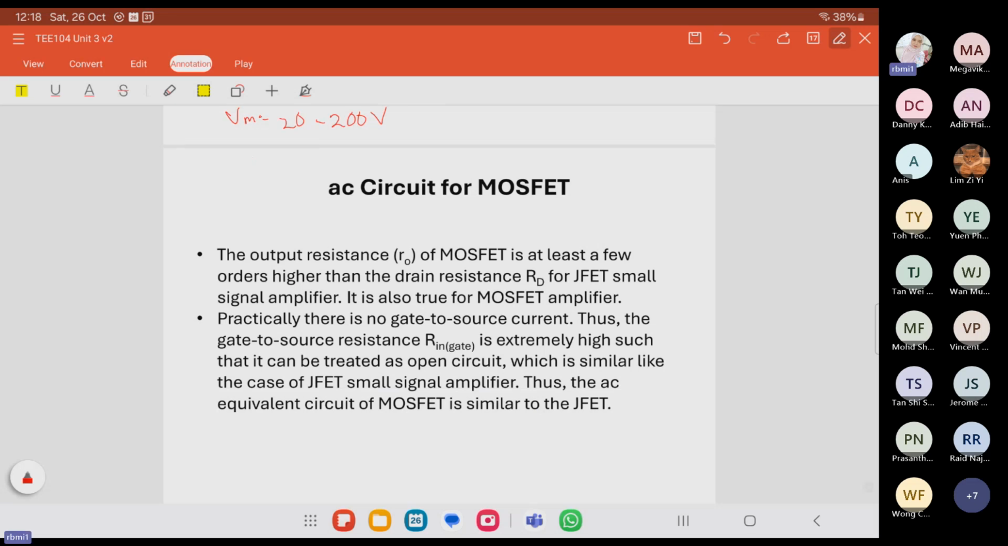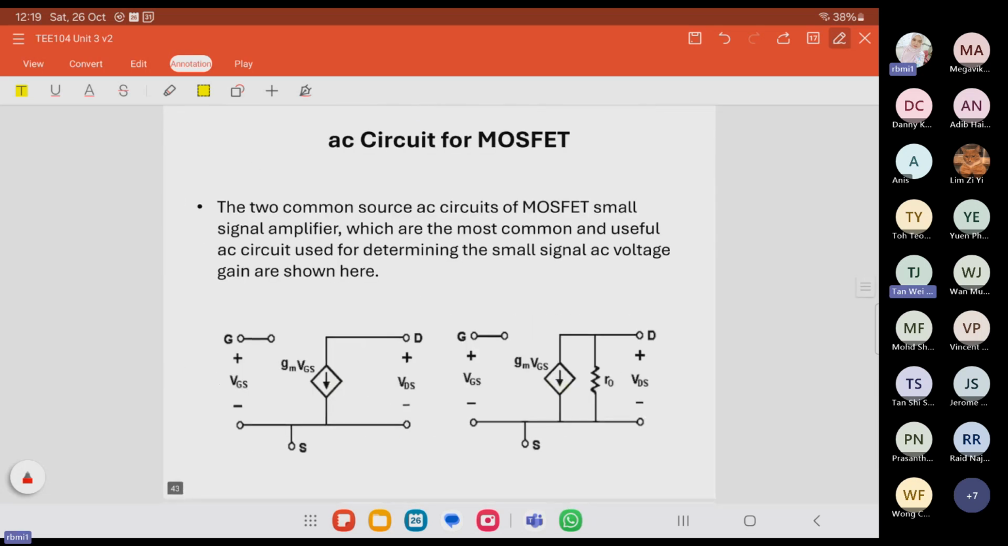Okay, practically there is no gate to source current. IGS equals 0. Because the gate to source resistance is extremely high, a very large value, it is considered an open circuit. That is why there is no value for IGS. Okay, let's see the circuit. This is the assumption of R naught equal to infinity. So here we have the assumption of R naught.